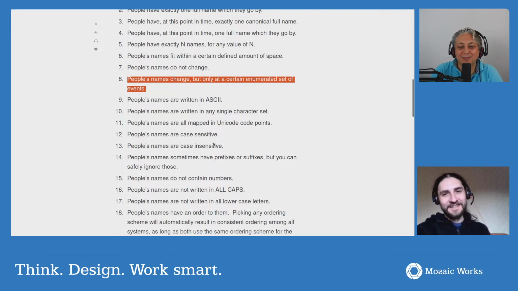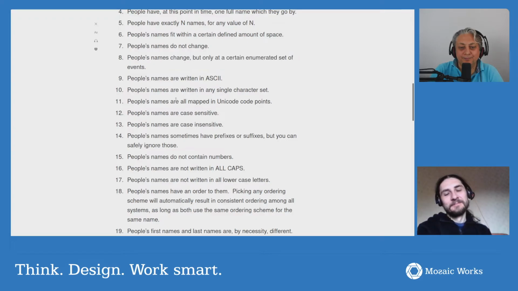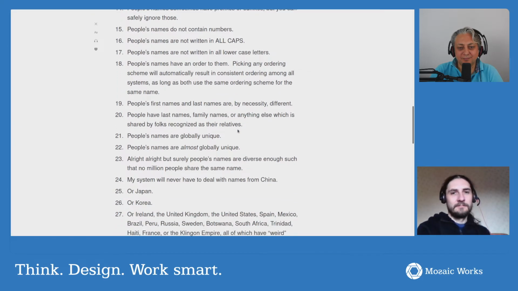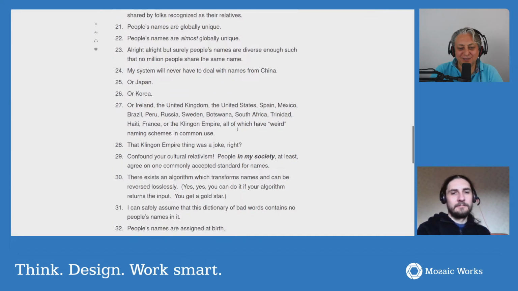People's names are case sensitive, people's names are case insensitive. These two seem to be. So I guess the only way you could have a system that works everywhere is to have different algorithms. What else? I think there was another one.